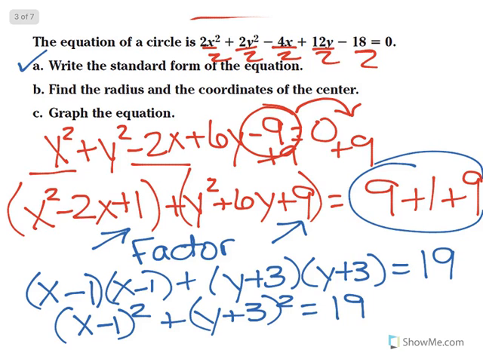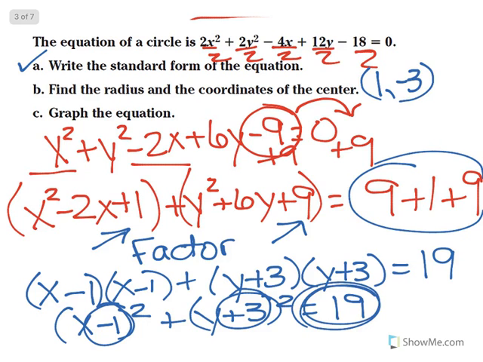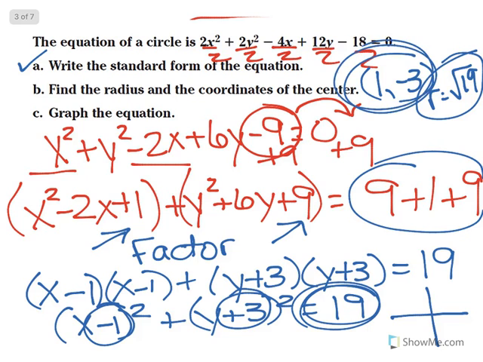That's your standard form. So the coordinates of the center are going to be the opposite of this, which is 1, and the opposite of that, which is negative 3. And you're going to take the square root of that, so your radius is the square root of 19. I don't have room to graph this on here, but I'll draw a little tiny graph. My center is going to be at 1, negative 3, so 1, negative 3 is right here. And my radius, the square root of 19, is a little bit more than 4. It's going to kind of look like that.